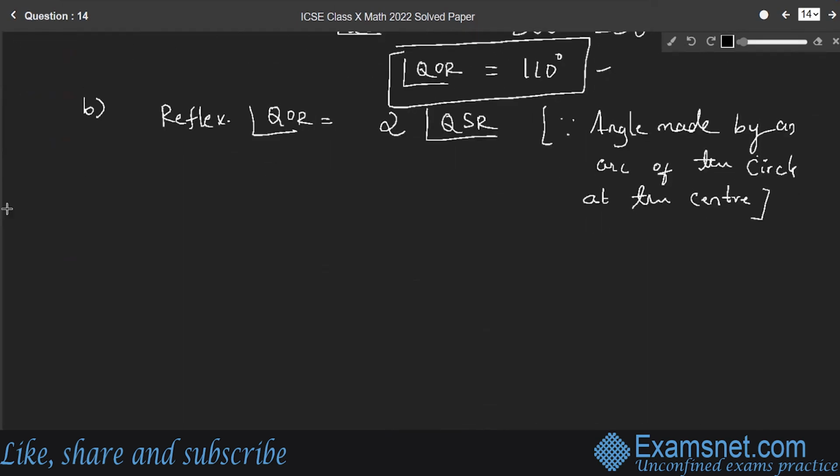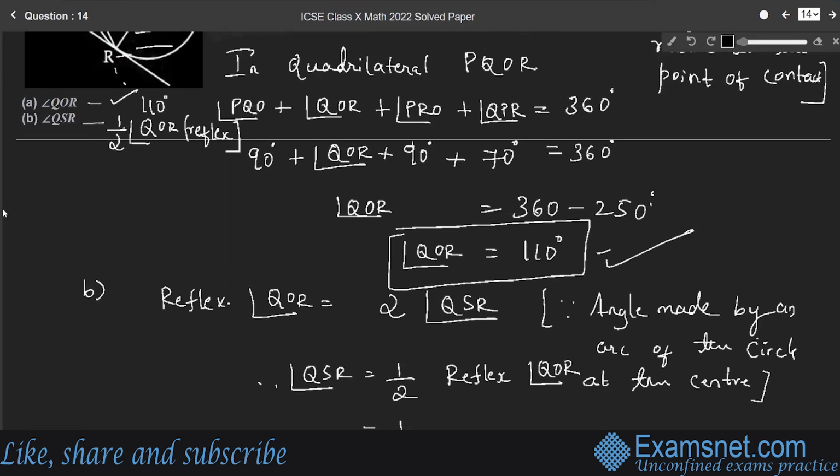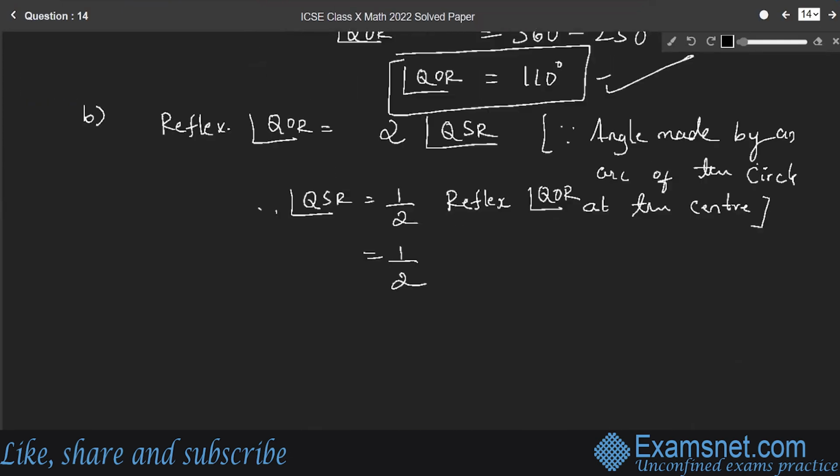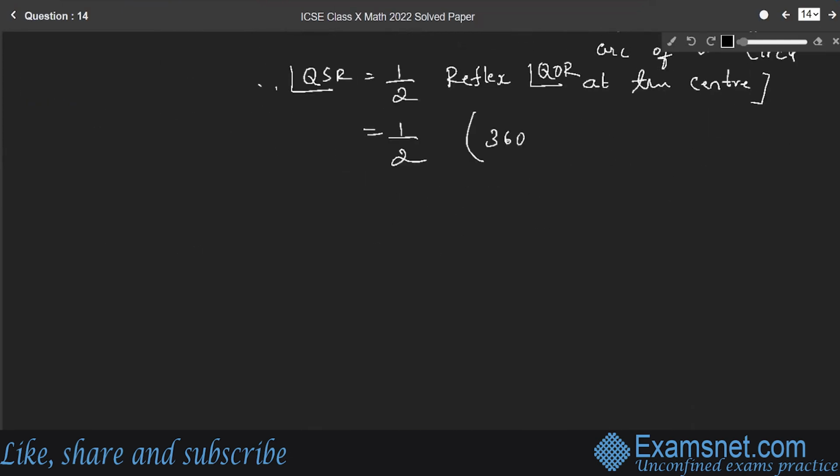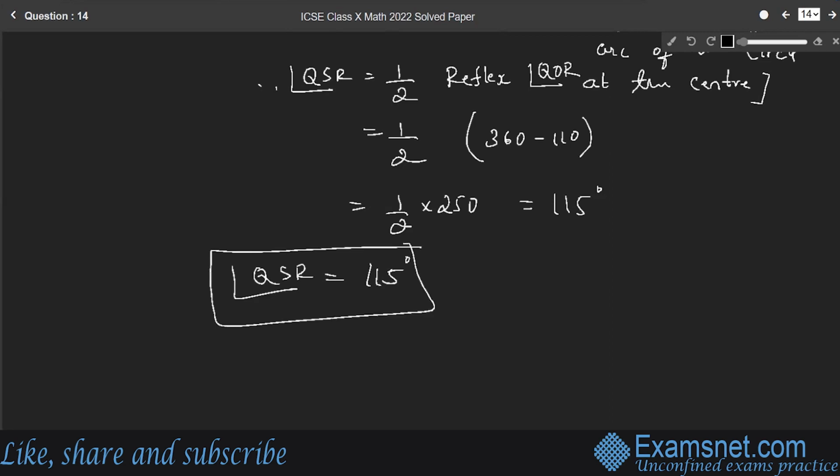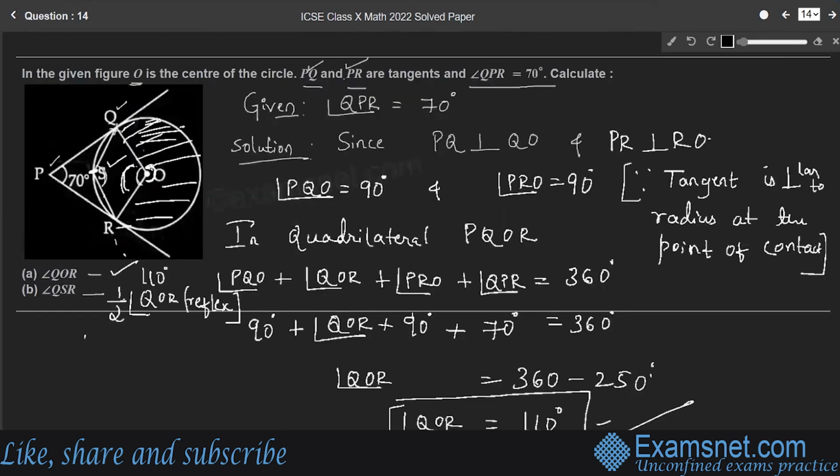Therefore, angle QSR is equal to half of reflex angle of QOR. What is the reflex angle of QOR? So 360 minus 110 degrees, right? So 360 minus 110 degrees is 250, and half of 250 is 115 degrees. Therefore, angle QSR is 115 degrees.